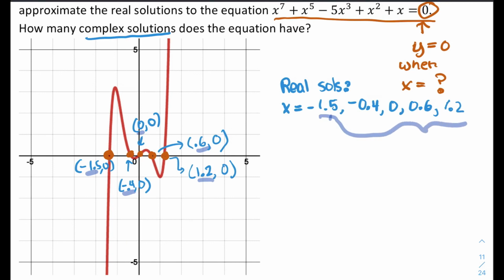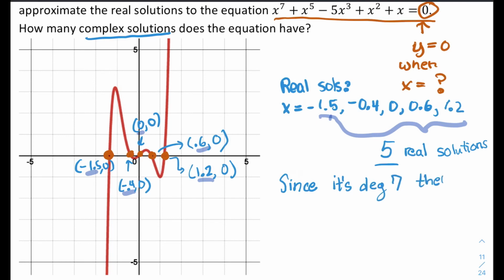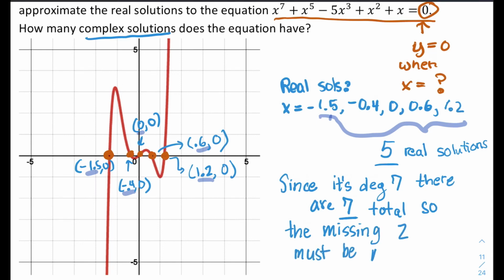So if we've got 5 real solutions, that means we have some non-real complex solutions that we can't see on our graph, because the fundamental theorem of algebra says that your degree 7 polynomial equation, which this is, should have 7 total solutions, and we can only see 5 represented as x-intercepts on our graph. So that means the missing 2 solutions have to be non-real complex numbers, like maybe 2i or something like that.